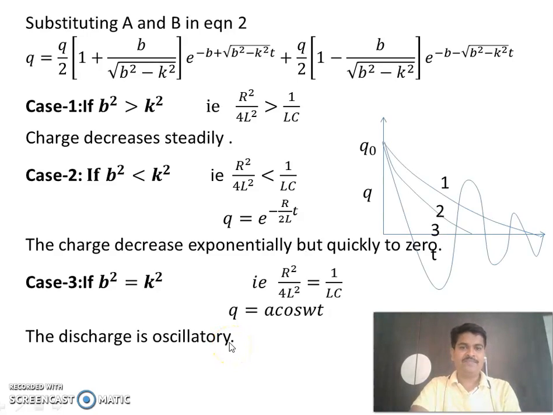I'll show that with this diagram. This one is case 1, where the charge decreases steadily; in case 2, the charge decreases exponentially with time; and case 3 will be oscillatory. See, it's damped oscillatory. It is oscillatory as well as decreasing in amplitude, so I can say that it's damped oscillatory. We can have only these three cases in the discharging of a capacitor through an inductor and a resistor. Thank you very much.